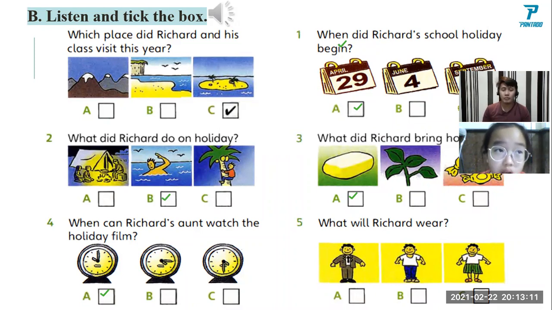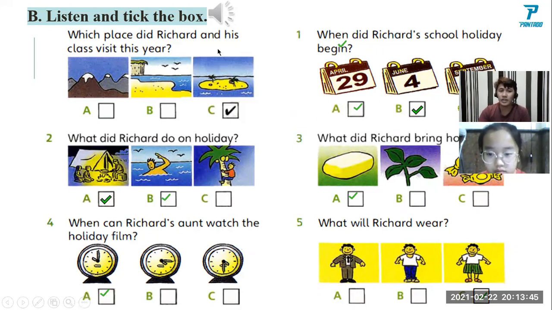Okay, what's your answer for number 5? Okay, let us see. All right. Number 1, when did Richard's school holiday begin? Your answer is letter A, April 29th. Is that correct? Are you sure with your answer, letter A, April 29th? Yeah. Okay. So the answer for number 1 is actually letter B.